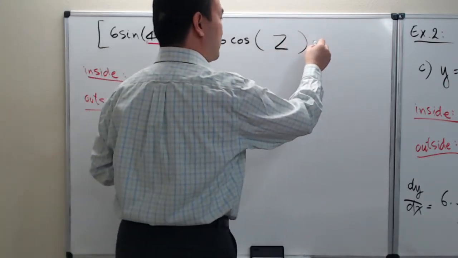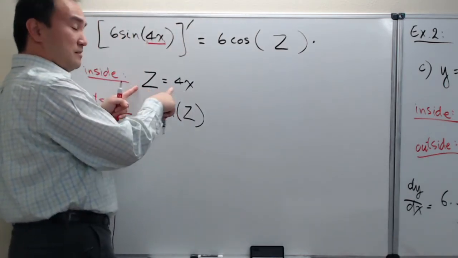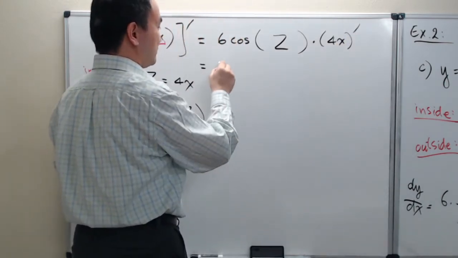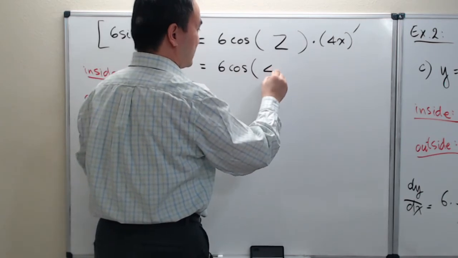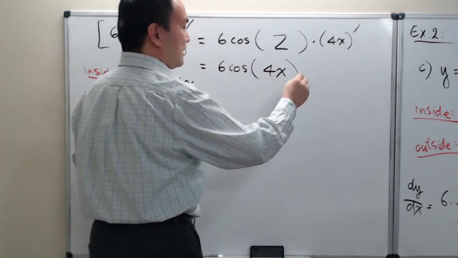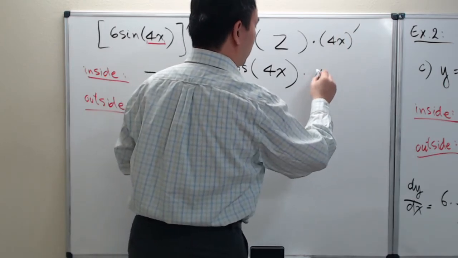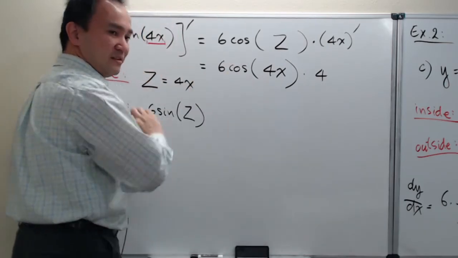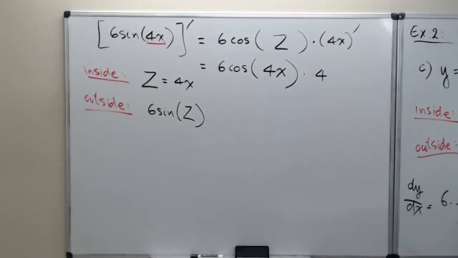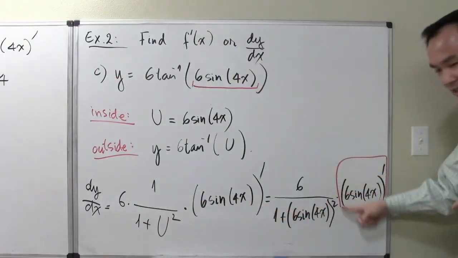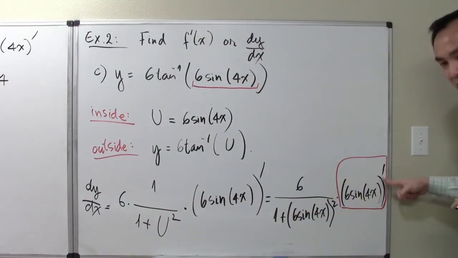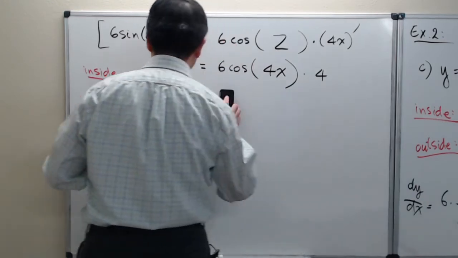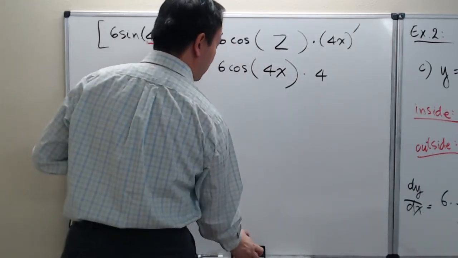Now I need to multiply with the derivative of the inside, sort of like a dz dx, or the prime of that. So really it's 6 times cosine of z, which is a substitution for 4x, and then the derivative of 4x is simply 4. Now I'm ready to put this piece, ladies and gentlemen, as a substitution for all that derivative work in my red box. I'm going to rewrite that step on my next board. So that little work here is done.